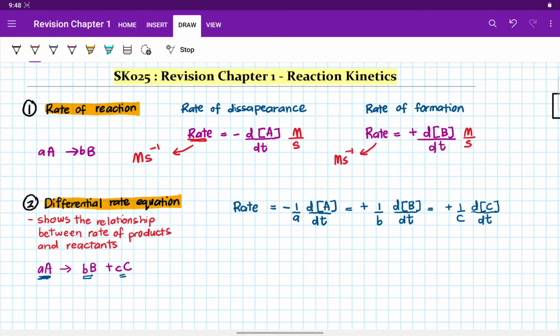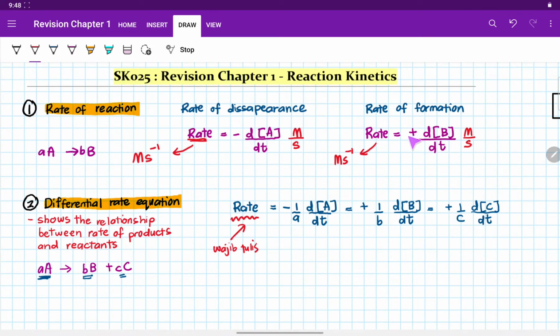Okay, dan paling penting dekat sini adalah bila awak tulis the whole expression dekat sini, this is what we call as the differential rate equation punya expression. Perkataan rate dekat sini wajib tulis. Okay, sebab apa? Common mistake student adalah, yes, student can produce this expression, but they forget to write down the rate. Same goes over here. You need to make sure that you write down the word rate.